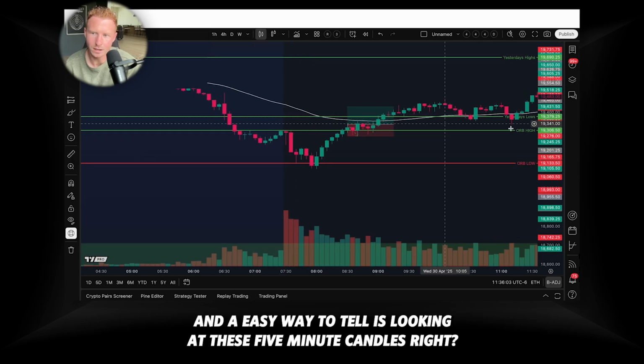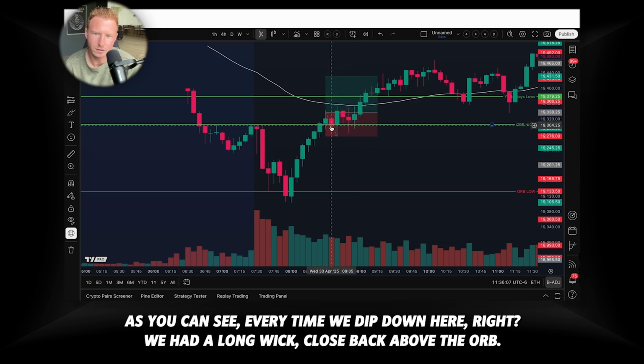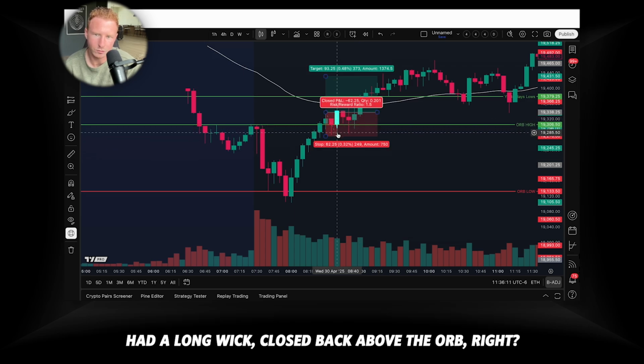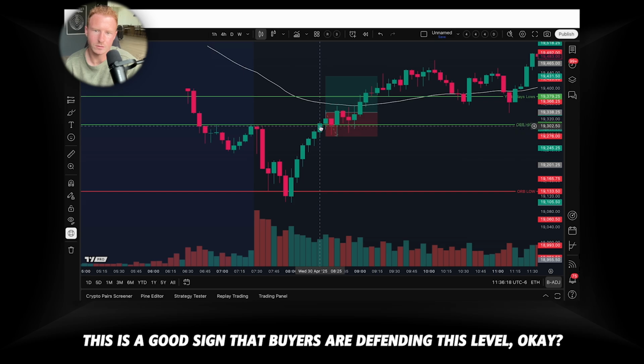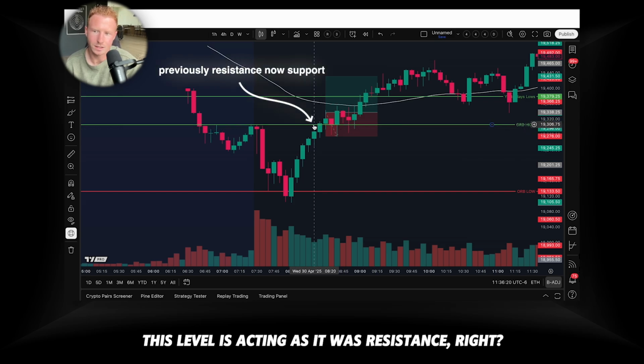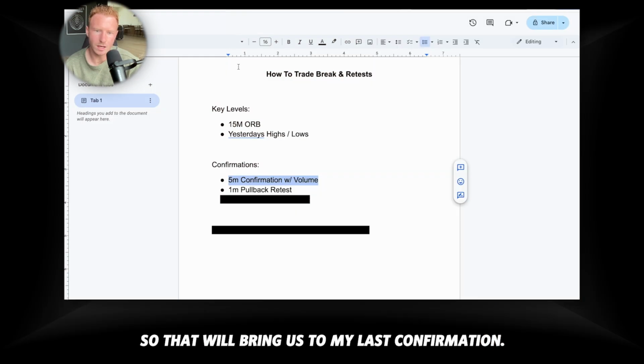And an easy way to tell is looking at these 5-minute candles, right? As you can see, every time we dip down here, we had a long wick, close back above the ORB. Had a long wick, close back above the ORB, right? This is a good sign that buyers are defending this level, okay? This level was resistance, right? We can see that right here. Now it's acting as support. So that will bring us to my last confirmation.